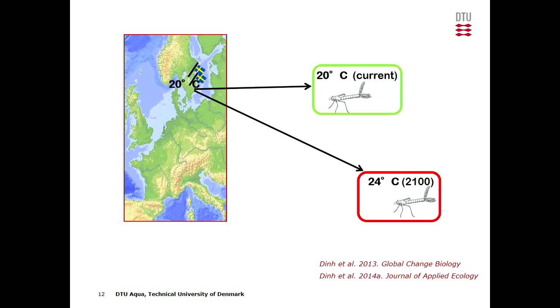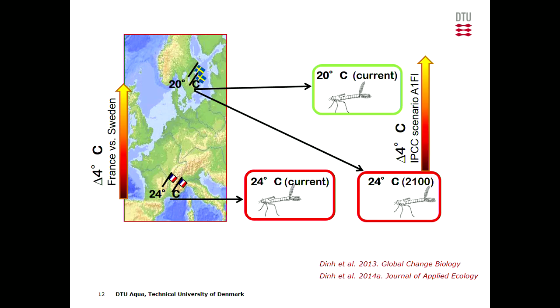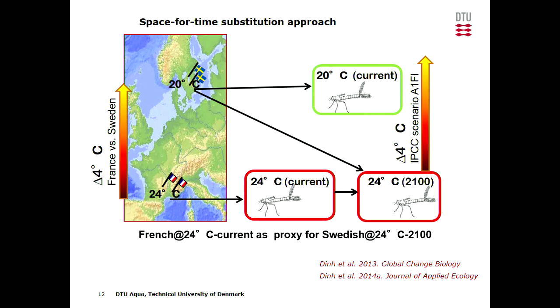At the same time, we find another population of the same species living in the south, at a lower latitude, and they are already adapted to higher temperatures. So the difference between the south, the low latitude, and the high latitude populations is exactly the difference between the predicted now and the future. What happens in the low latitude population now might give some indication of what might happen in the high latitude population in the future. This we call the space-for-time substitution approach.